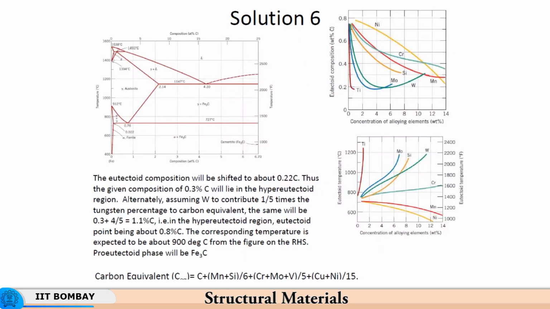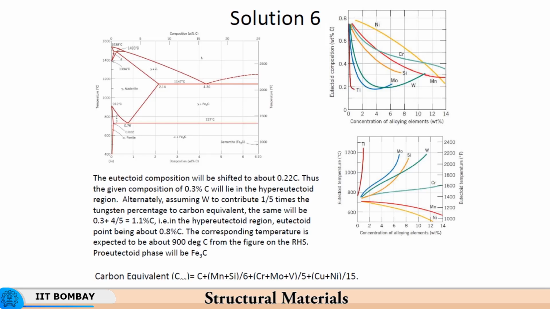Okay. Alternately, assuming W to contribute 1/5 times the tungsten percentage to carbon equivalent. So, instead of seeing how much there is a shift in the eutectoid point, let us say the eutectoid point is the same, but tungsten contributes 1/5 the carbon equivalent, then you have a carbon equivalent of 1.1% carbon. So, you have the eutectoid point somewhere there, and in the hypereutectoid region.